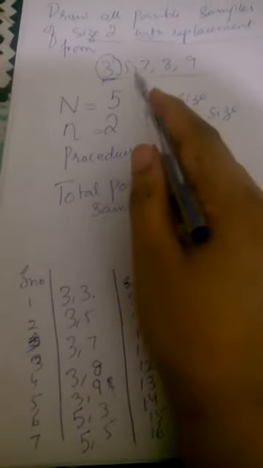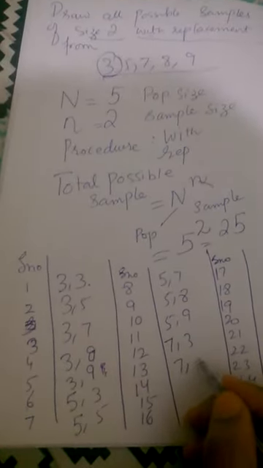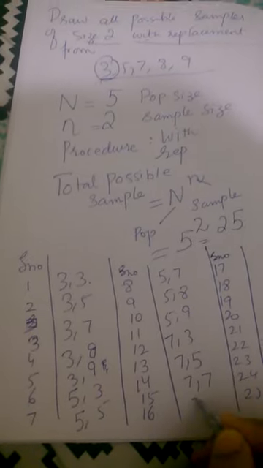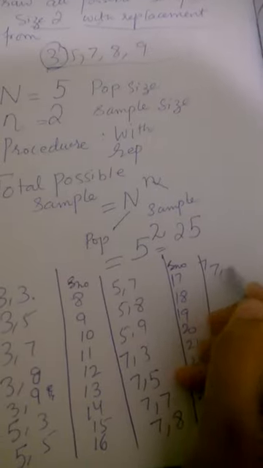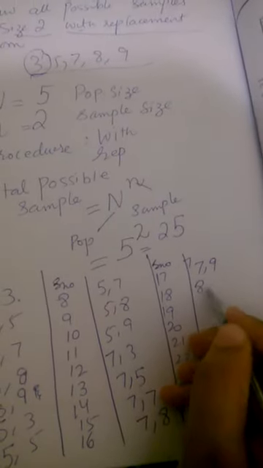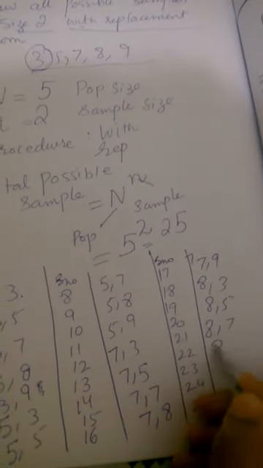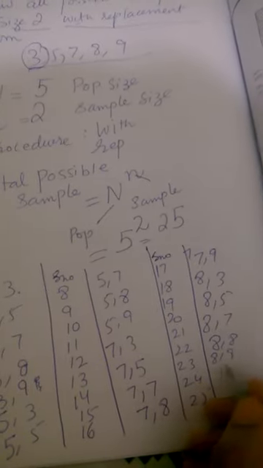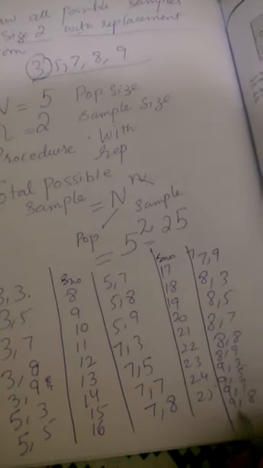Okay. Then 7. 7 is assigned with 3, 7 with 5, 7 with 7, 7 with 8, and 7 with 9. After that, you will take 8: 8 with 3, 8 with 5, 8 with 7, 8 with 8, and 8 with 9. And finally, you will take 9: 9 with 3, 9 with 5, 9 with 7, 9 with 8, and 9 with 9.